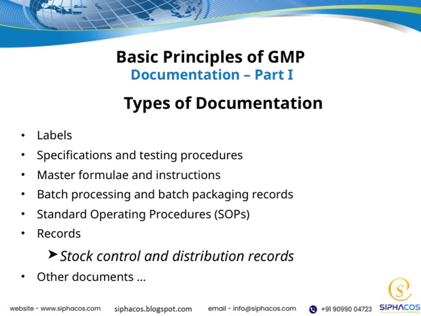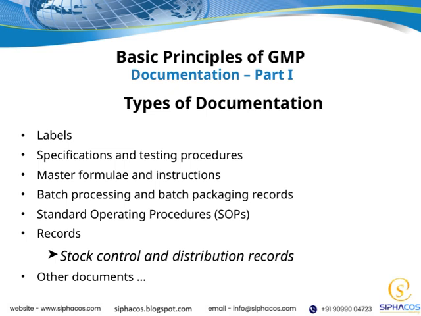Standard operating procedures, or SOPs, are the backbone of consistent operations. They clearly outline how tasks should be performed to maintain quality and compliance. Records, in general, include stock control and distribution records, which track the movement and availability of materials and finished products, ensuring proper inventory management. And of course, there are other documents that support various aspects of GMP compliance.